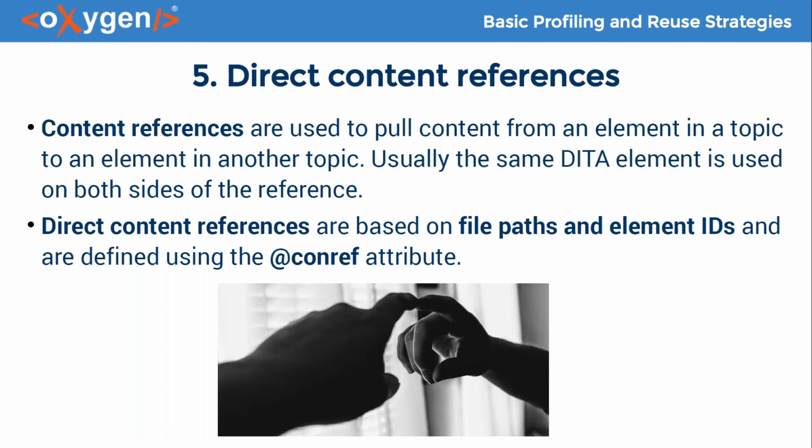Direct content references are based on file paths and element IDs. So we provide the file path to the topic where we want to extract the content from, and then we provide the ID of that topic and also of the element that we want to reuse. And direct content references are defined using the conref attribute.